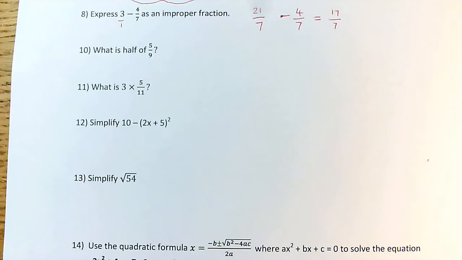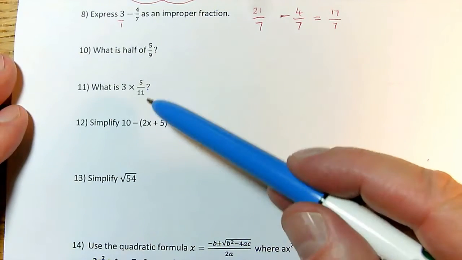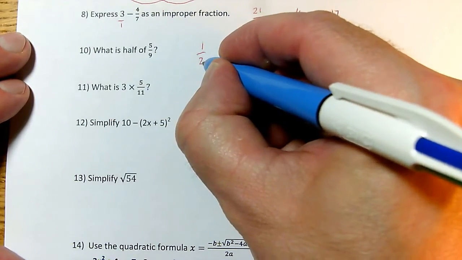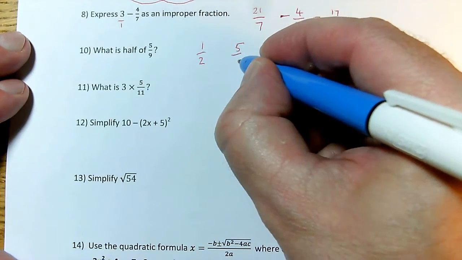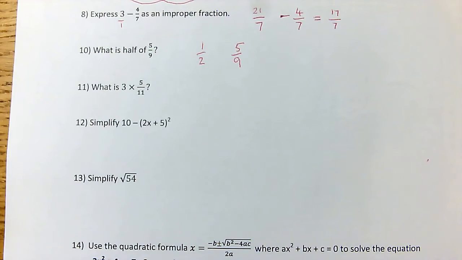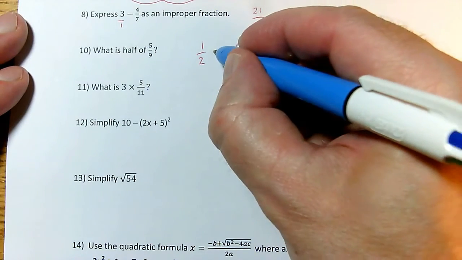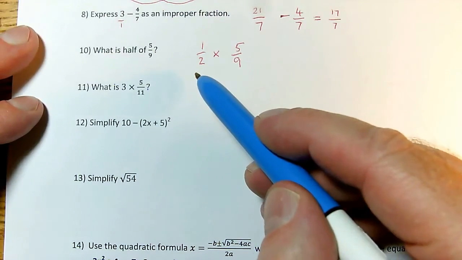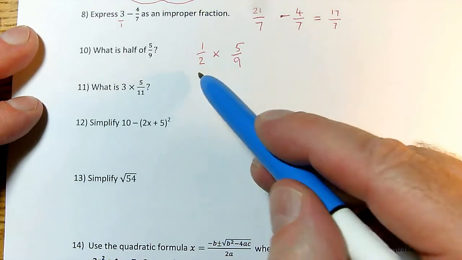And while we're talking about fractions, I might as well carry on and do the next couple because these are also fractions. So how do I do a half of 5/9? Well, a half of something is a half times it. Okay, so of often means multiplication. So we're doing a half of something, that's a half times 5/9.